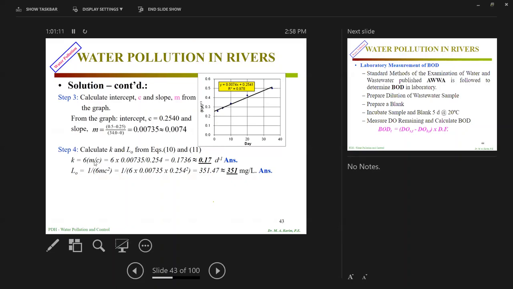Then K is equal to 6M over C, 6 times M over C is 0.17. L0, 1 over MC square, 6MC square, if I put it together, I get 3MC. So my K value is equal to 0.17 per day, and the 251 for the activity. So this would be another way to solve the problem, I mean, to find the real rate constant using the laboratory data.